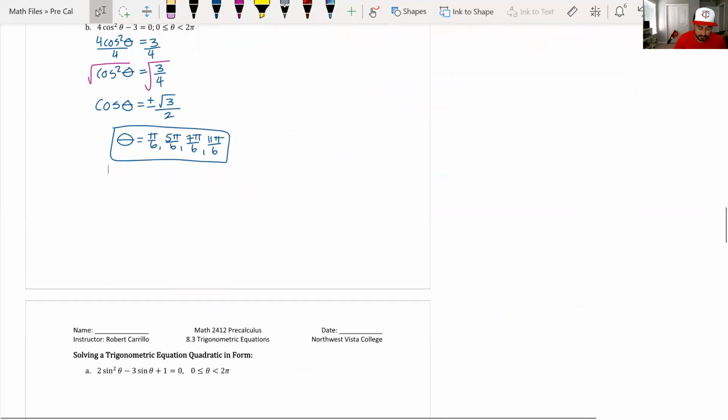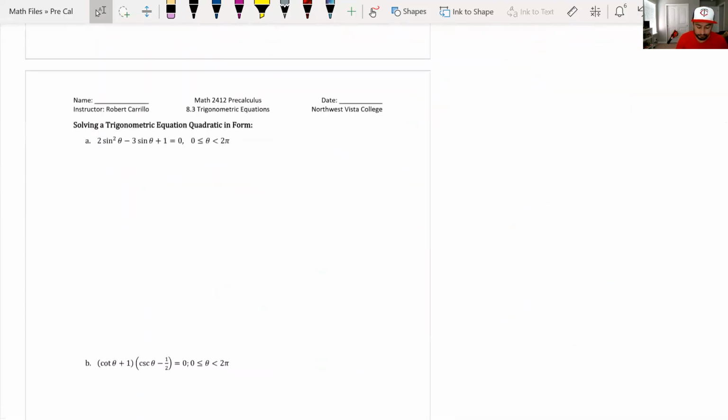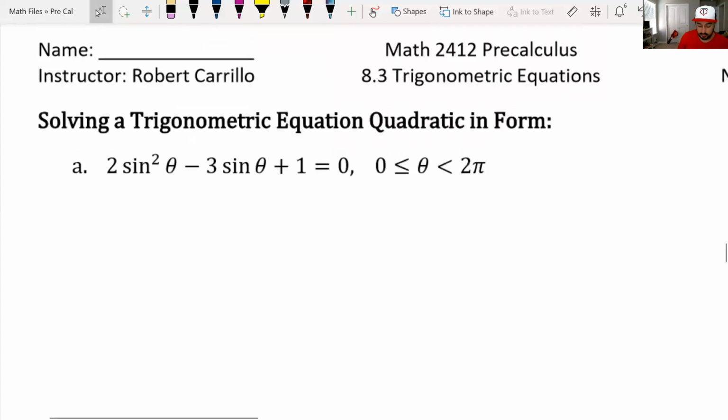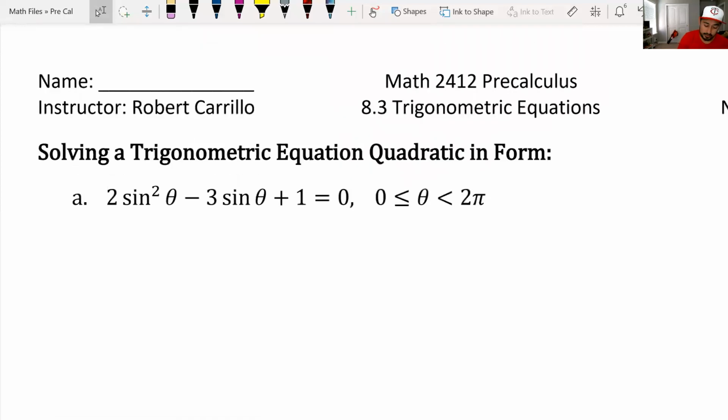That was it for that page. Now this one. Solve a trig equation, quadratic in form. So again, we want to solve for values on the unit circle. Now this is quadratic in form.